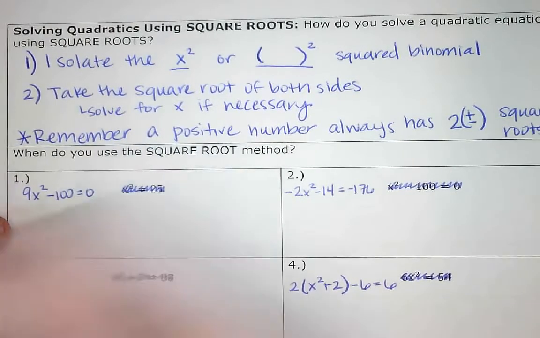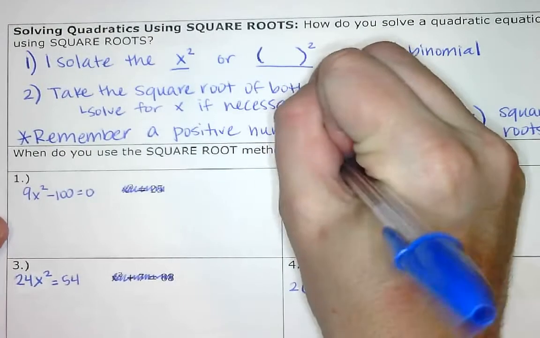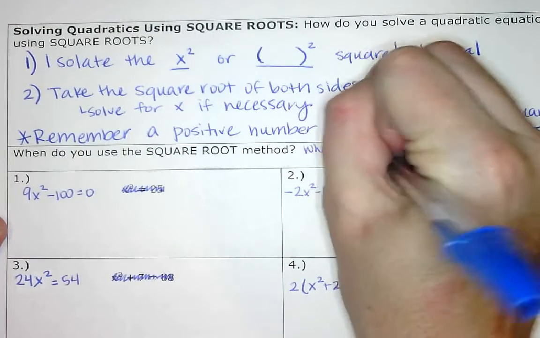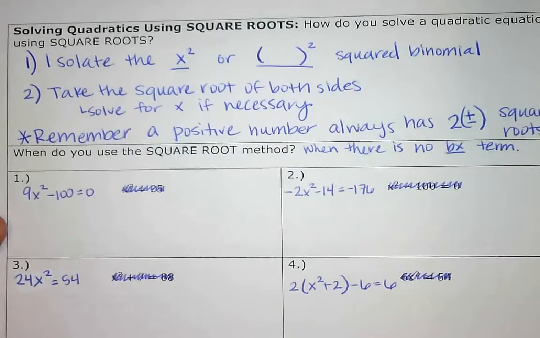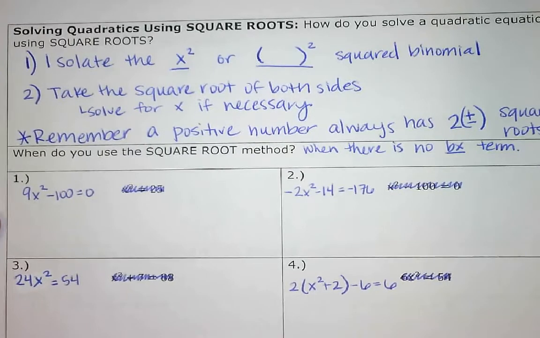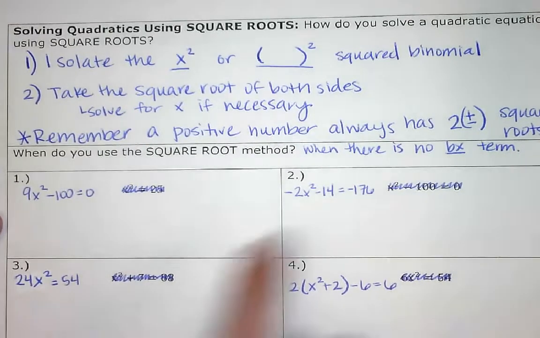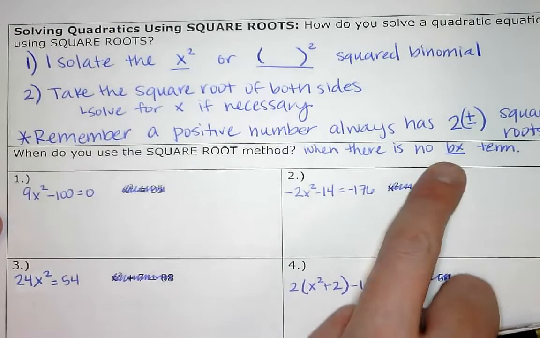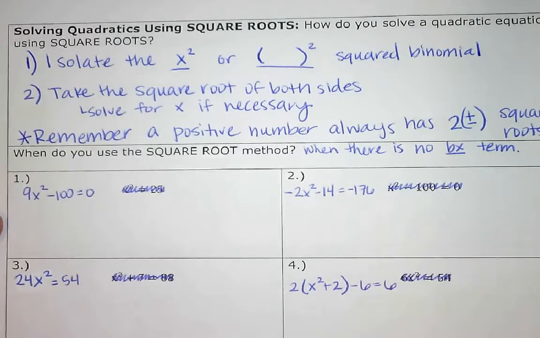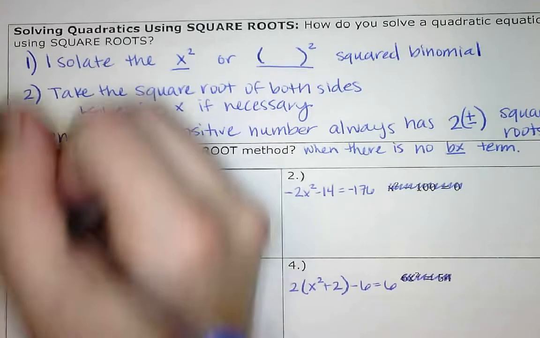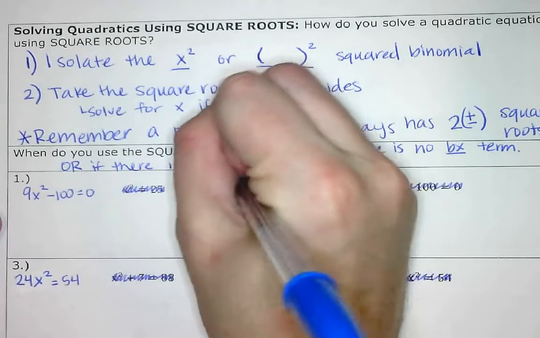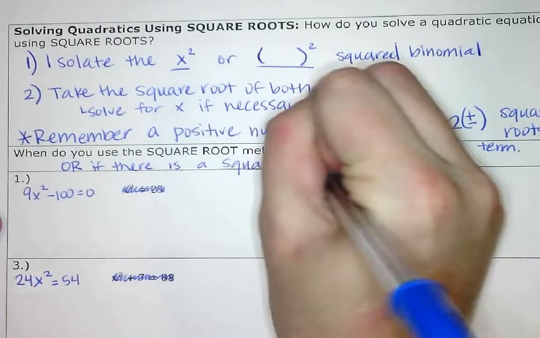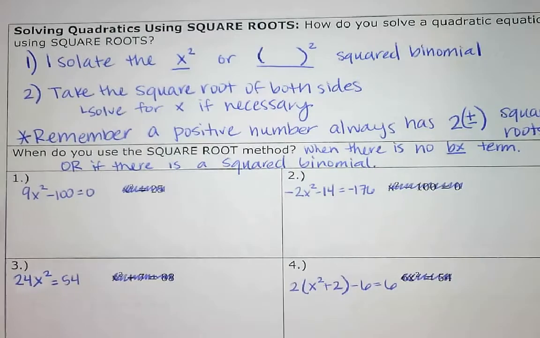We've already talked about this a little bit, but we use this when there is no bx term. So if you are in standard form, ax squared plus bx plus c, and there's no bx term, then you can use the square root method. Or if there is a squared binomial. All right, guys, so these are the two best times that you use a square root method.